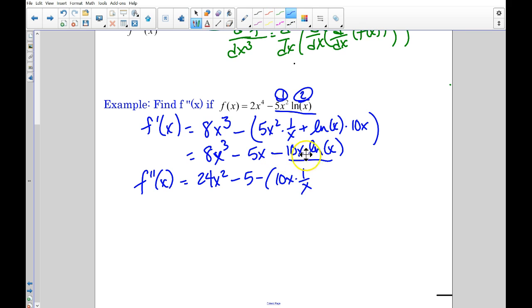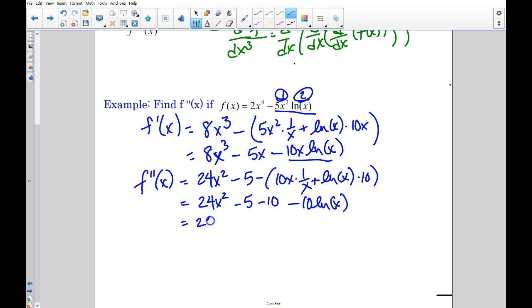Okay, and then so that's 1d2 plus 2d1. Okay, and again, just for my own sake, I'm going to clean this up a little bit. This will be 24x squared minus 5, distributing the minus and simplifying here. This is minus 10, and there should be a plus in there. Minus 10 ln x, and so this is going to be 24x squared minus 10 ln x minus 15.